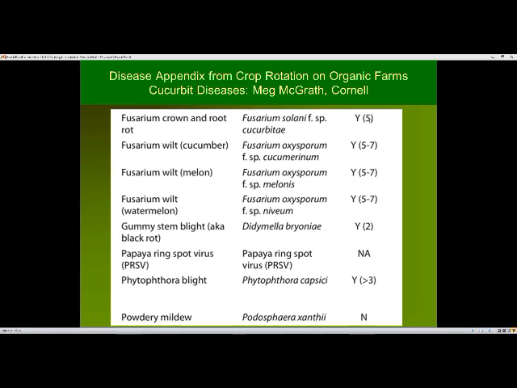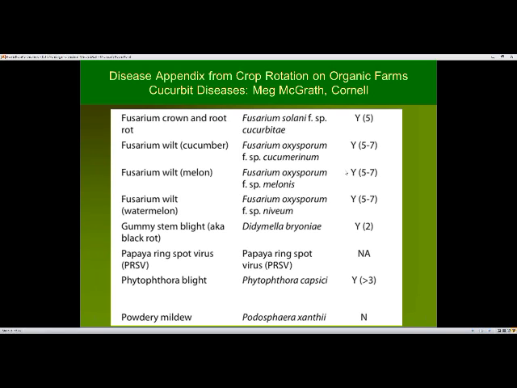And if it says yes, then in the parentheses you see the number of years you have to leave in your rotation between susceptible crops to manage that disease. So for example, with squash family plants, gummy stem blight and Phytophthora blight are controlled by rotations of 3 years or more, or 3 or 4 years, for example.